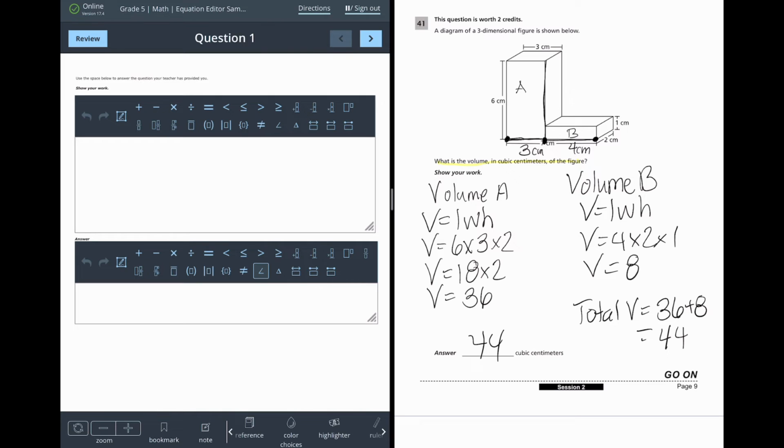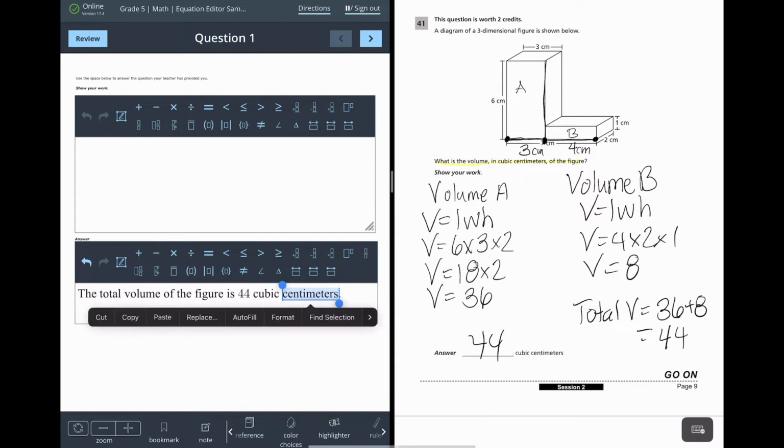And how are we going to write this down? So at least this part is easy. We're typing in what is the volume in cubic centimeters of the figure. The total volume of the figure is 44 cubic centimeters. That part's easy. Also check to make sure that it's not autocorrected, like mine auto corrects, so just make sure that what you write down is what you mean. Centimeters. Nope, I got what I want.